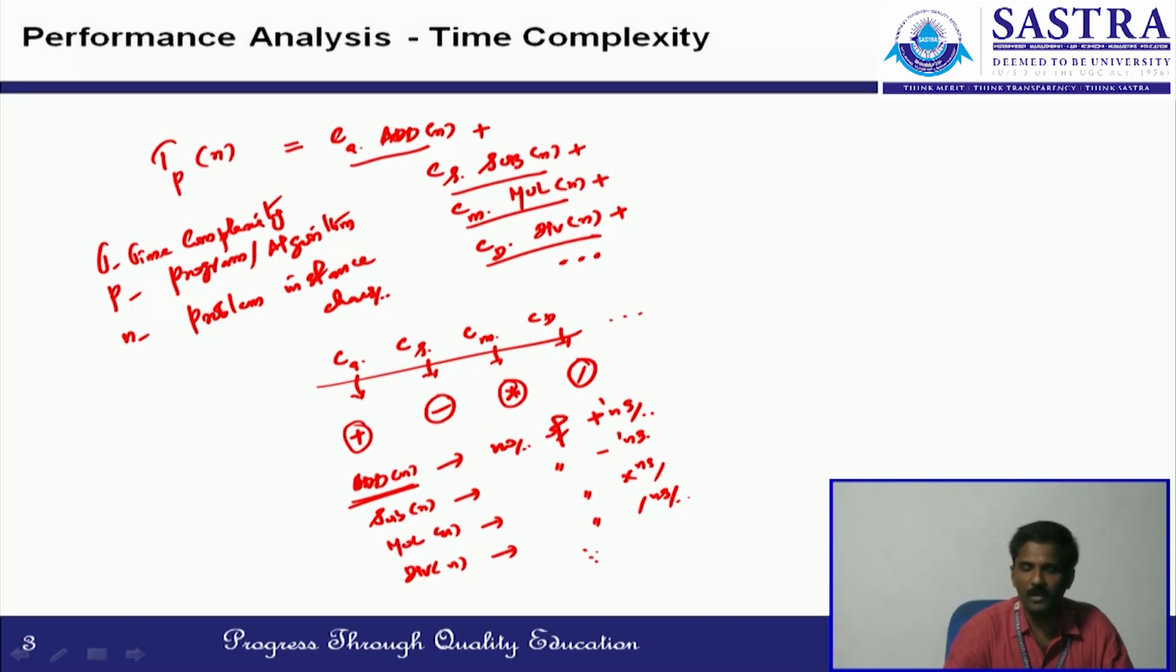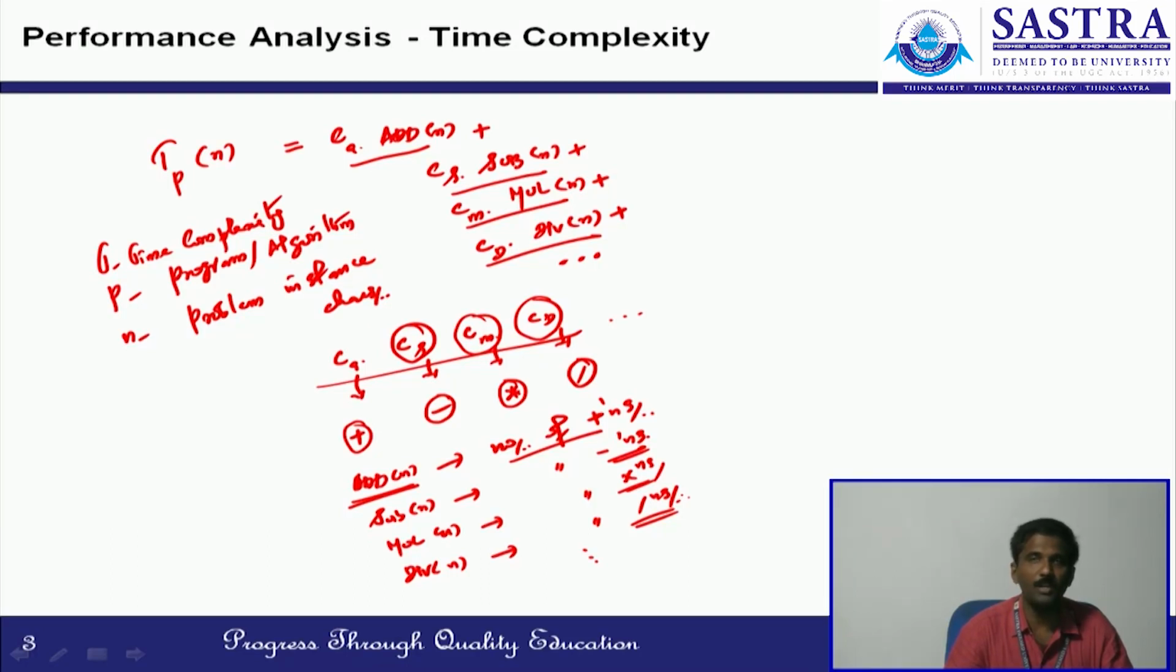So, if we multiply the time needed to perform the addition operation with the number of additions, and the time needed to perform the subtraction operation with the number of subtractions, and the time needed to perform the multiplication operation with the total number of multiplications, and the time needed to perform the division operation with the total number of divisions performed, plus etc., we will get the total time needed to complete the execution of the algorithm.